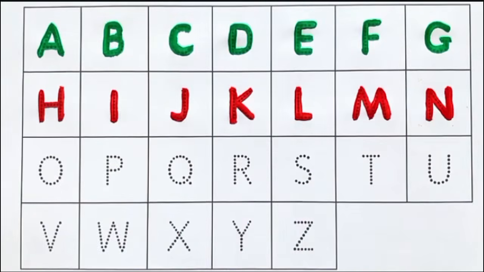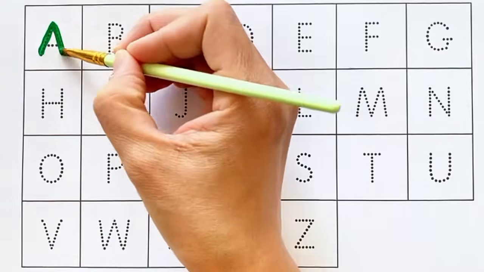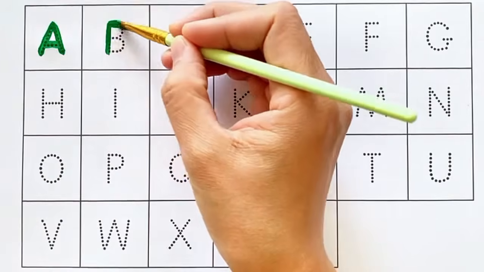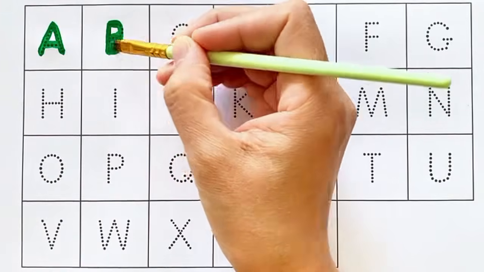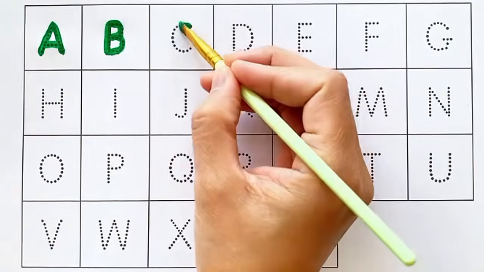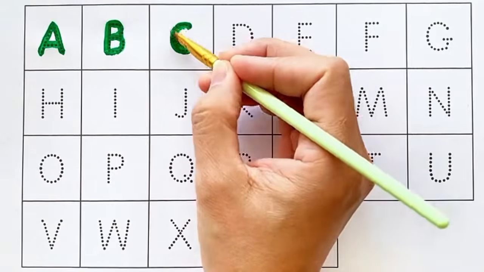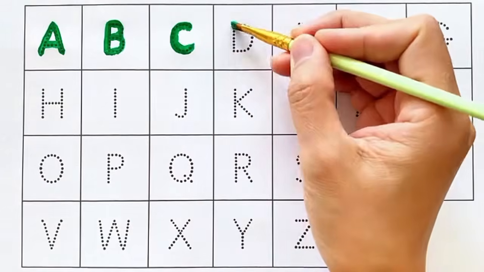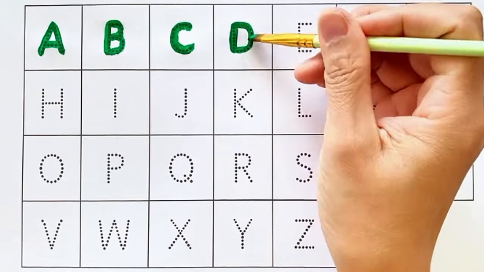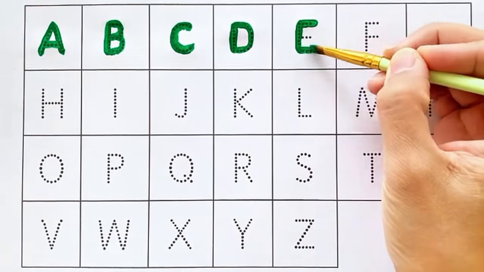English alphabet, capital letter. Green color, A for alligator, alligator. B for bear, bear. C for cat, cat. D for dog, dog. E for elephant, elephant.